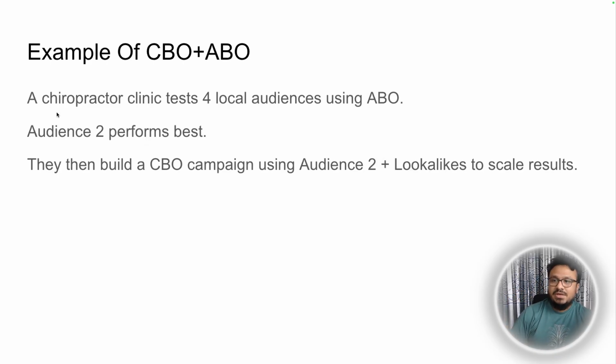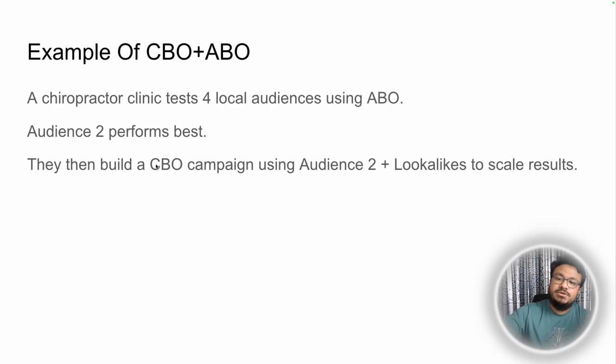So let's say we have a chiropractor clinic where we want to test 4 local audiences using ABO. So like I said, whenever we test audience, we use ABO. We do the same budget on each ad set and see which one performs best. That's how we find out which one is the best performing audience. Now, once we have the best performing audience, and that's based on a lot of factors like cost per result, reach, impressions, and also how much the spend was, the lead quality, and all those things. After we decide, let's say, for example, audience 2 performed the best based on all these results.